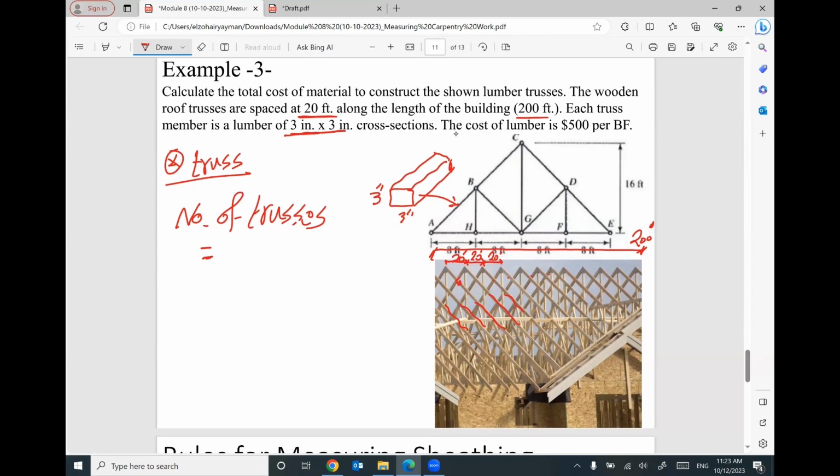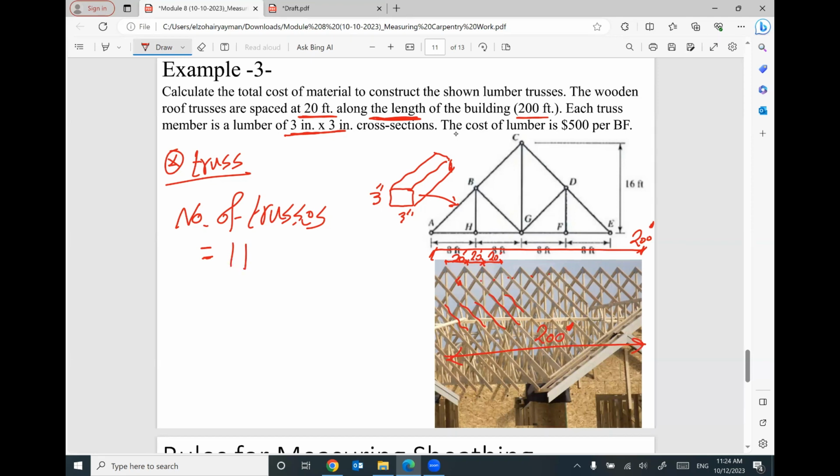21. So how did you know this? One more time. The length of the building, the total length of this building is 200 feet. I repeated the truss every 20 feet. So do you think, I'm sorry, 11, not 21. It's 11.